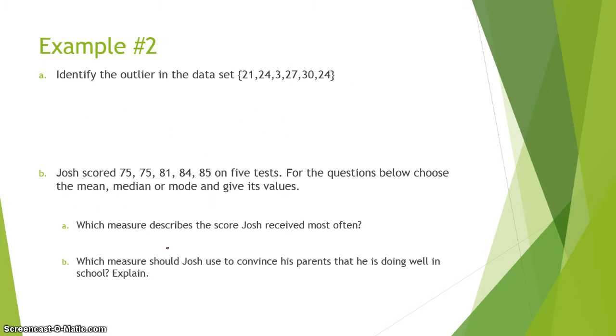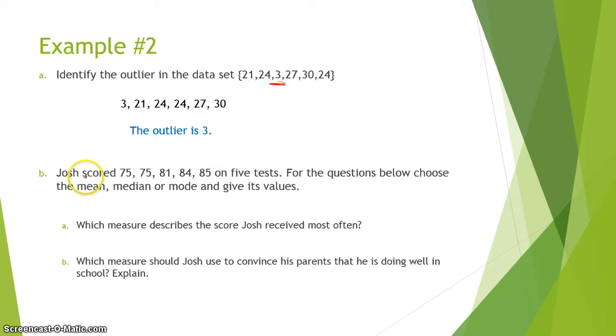The next example, they want us to identify the outlier given the set of data. So we have 21, 24, 3, 27, 30, and 24. So all the numbers here are within range except for that value 3 right there. I did put the numbers in order here from least to greatest so you can see how far 3 is from the rest of the values. So we would say the outlier here is going to be 3.